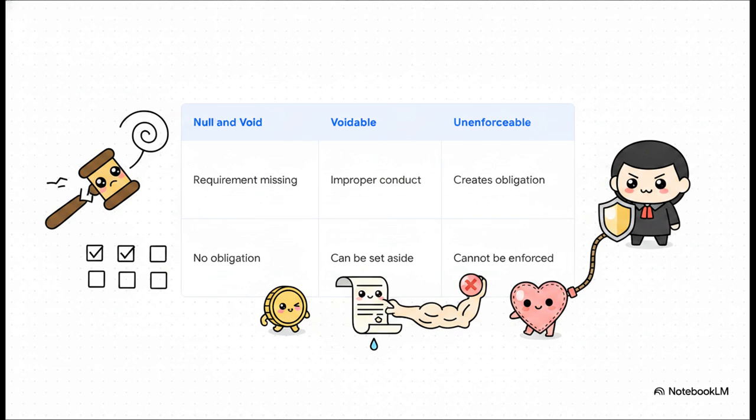But what if a contract does come into being, but it involves some sort of improper conduct, like someone lying to you? Then it is voidable. The obligation exists, but the wronged party gets to make a vital choice. They can choose to set it aside, or they can choose to keep it. And then we have unenforceable contracts. Like those natural obligations we discussed earlier, they create the legal tie, but the courts simply won't enforce them.